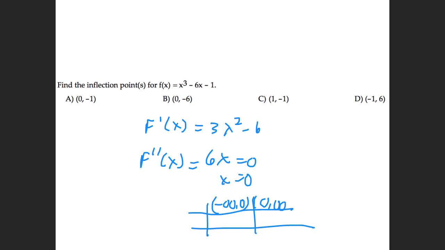6x, so if I put a negative in there, it's going to be negative. If I put a positive in there, it's going to be positive. So I've got concave down, and where it changes concavity, I have an inflection point. So x equals 0 is my inflection point. If I put 0 back in here, 0 to the third, minus 6 times 0, minus 1 is -1. So A is the correct answer.